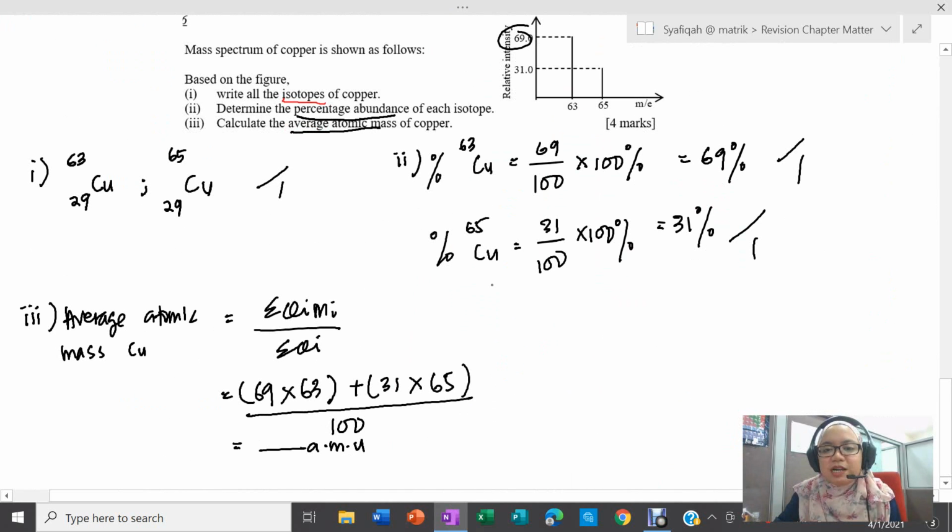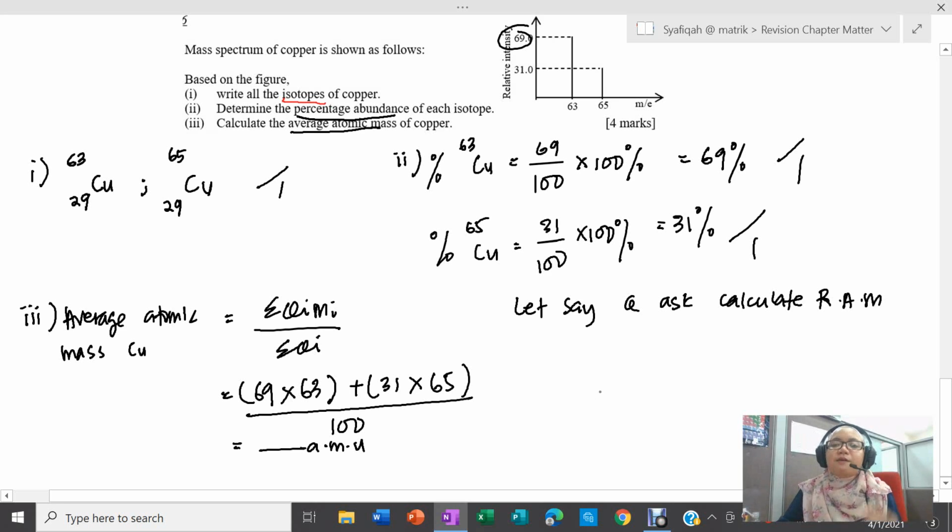Okay, so bila katakanlah soalan, let's say question asks calculate relative atomic mass. Nak buat macam mana? Kalau soalan tak suruh awak kira average atomic mass pun, awak kena juga kira average atomic mass mula-mula. Kenapa? Sebab awak nak tahu dia punya nilai ni supaya awak boleh kira RAM dia. Dia punya relative atomic mass. For example here, dia punya relative atomic mass is equals to, contohlah awak dapat kat sini 63.62.